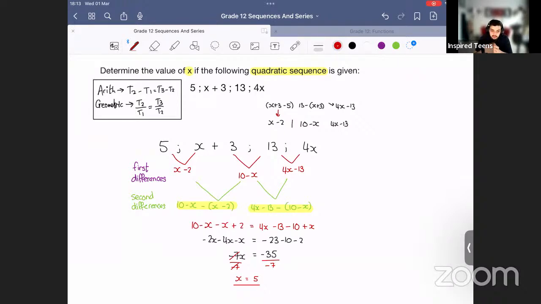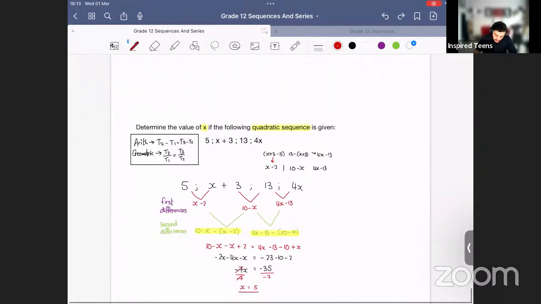However, there's a second difference, which is equal, so we can utilize that to create an equation by equating one second difference to another second difference. Even if you had a third one, you could equate it to that as well. Okay, so quadratic. All right, let's move over.